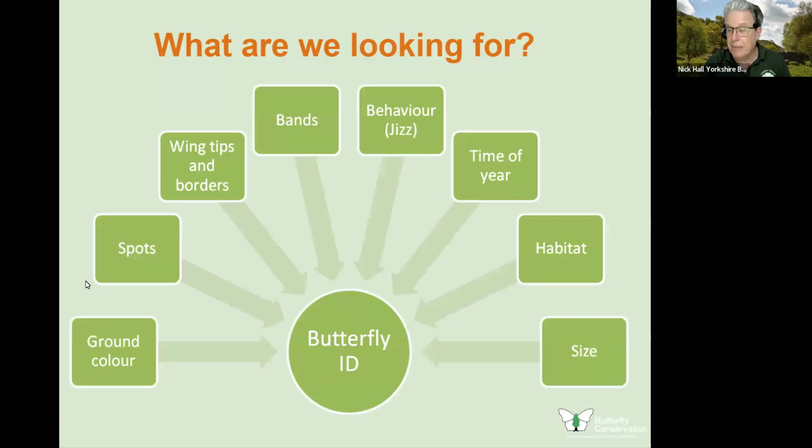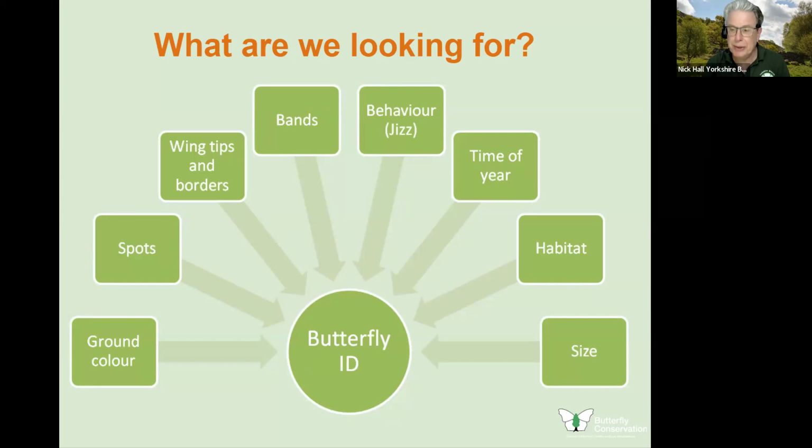What are we looking for? This little chart gives us a few clues to the different things that we can use to help us. The first one, which I think we'll probably all be familiar with, is the general color, or the ground color, the background color of insects, which is different for each species, although there are some common ones. We have the whites, which obviously have a white background. We have the browns, which have a brown background. The blues are obviously predominantly blue, etc.